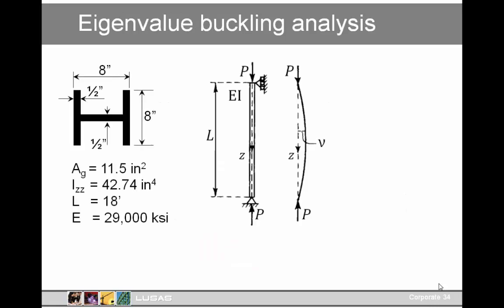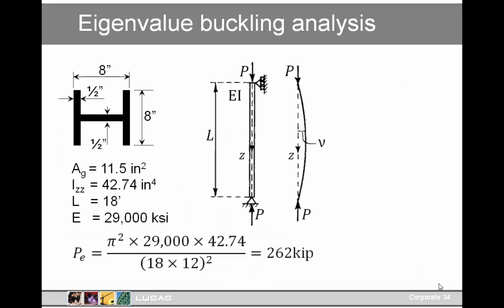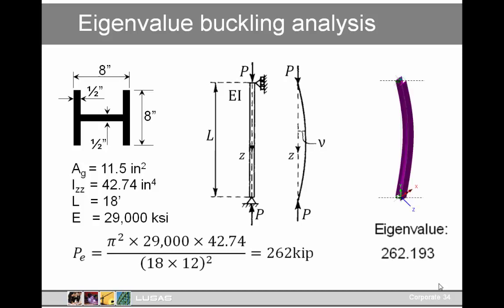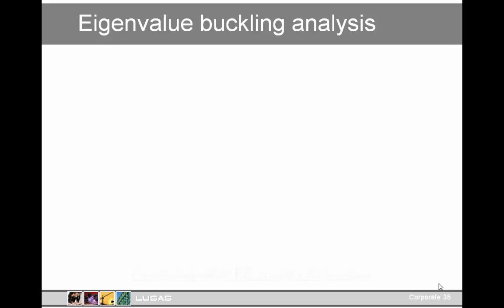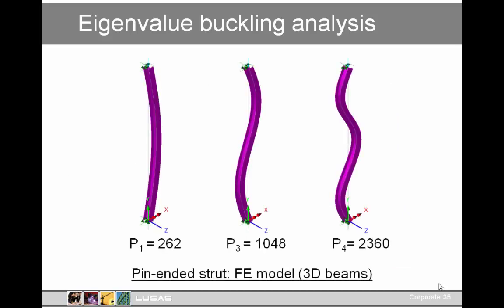This is a pin-ended strut. It can't get much simpler than that. If we compare the Euler calculation with the result from a finite element eigenvalue buckling analysis, we get the same answer. You'd expect that. And just as in Euler's solution, there are an infinite number of buckling modes, the same is true of our eigenvalue solutions. But the one with the lowest elastic buckling load is generally the one of interest.